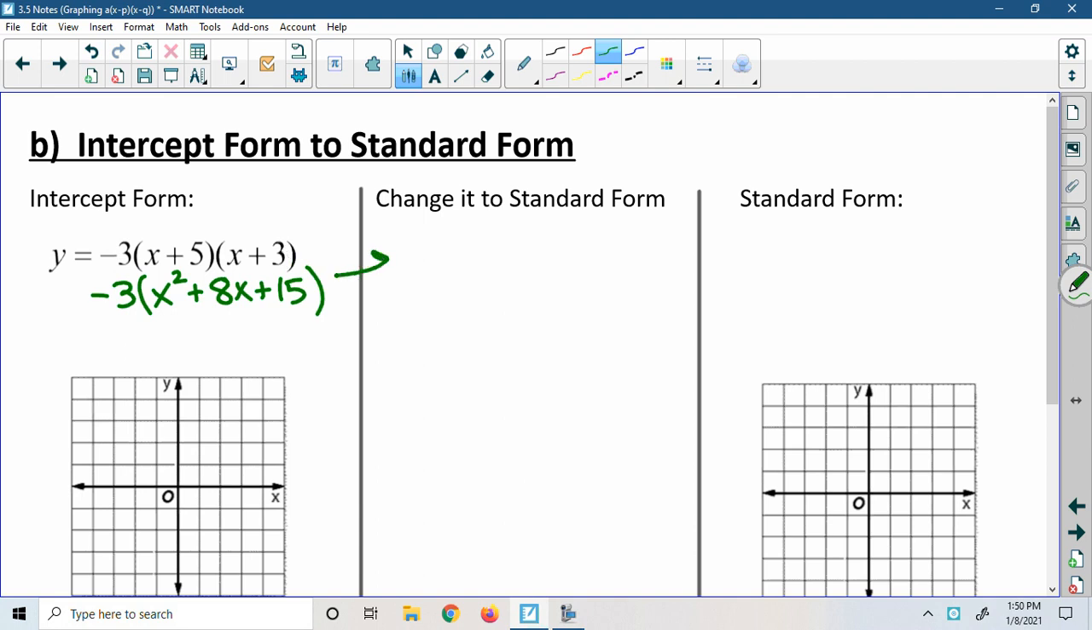Oh, and I should be doing this over here. I left room for it and I'm not even using it. Then you want to distribute your negative 3 into those parentheses. So it'll be negative 3x squared minus 24x minus 45. Now it's in standard form. And once again, I will let you guys take a second and graph each one of those.